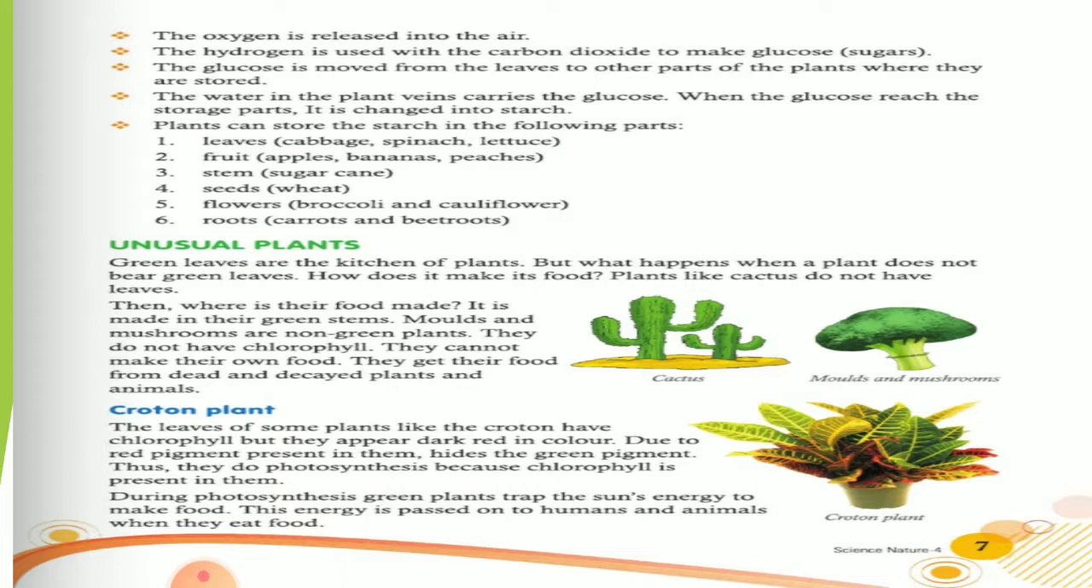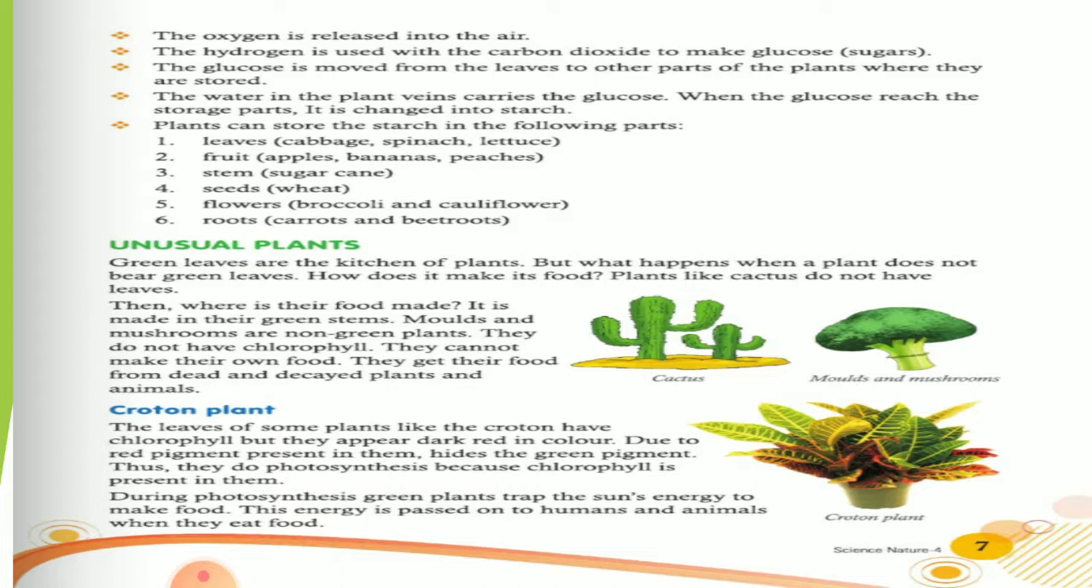Molds and mushrooms. Mushrooms are not green plants because they do not have chlorophyll. This is why mushrooms are not able to make their food within themselves. The mushrooms and molds get their food from the dead and decayed plants and animals. And another example of an unusual plant is the croton plant.